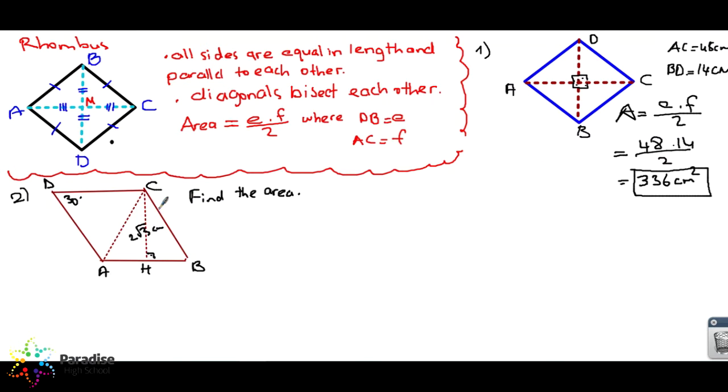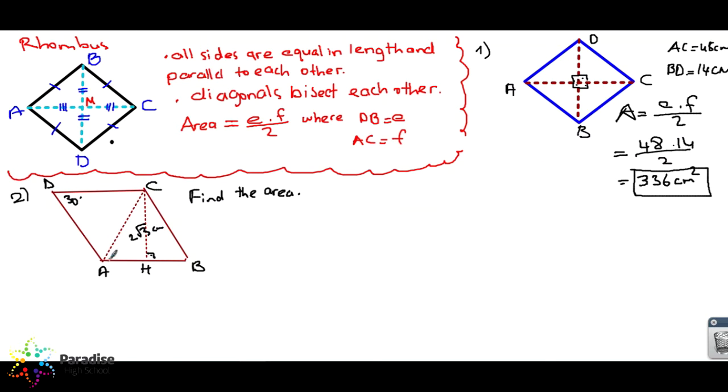Okay, let's have a look at that. This is a rhombus. How do we know that? It is given in the question. And a diagonal is drawn here. This angle is given as 30, and CH is given as 2 root 3 centimeters. Now, how do we find the area? Normally, the area of a rhombus is the product of the diagonals divided by 2. However, we have no idea what the lengths of the diagonals are. So we should have a different approach. What should that approach be?